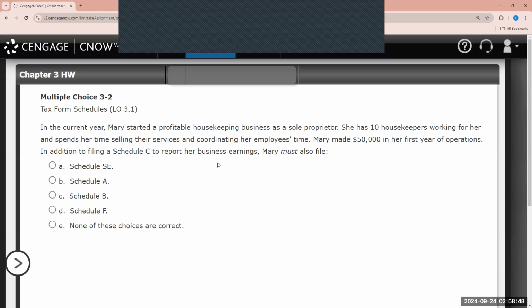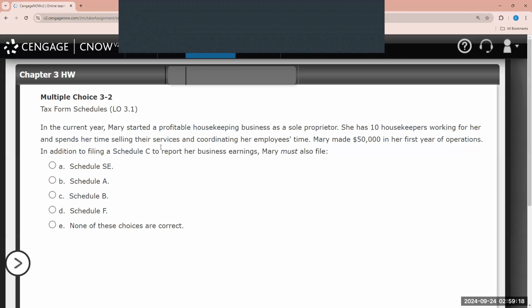All right. It says Mary must also file. In the current year, Mary started a profitable housekeeping business as a sole proprietor. She has 10 housekeepers working for her and spends her time selling their services and coordinating her employees' time. Mary made $50,000 in her first year of operations. In addition to filing a Schedule C to report her business earnings, Mary must also file.